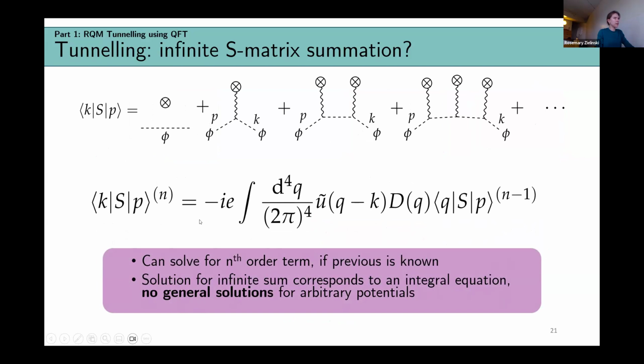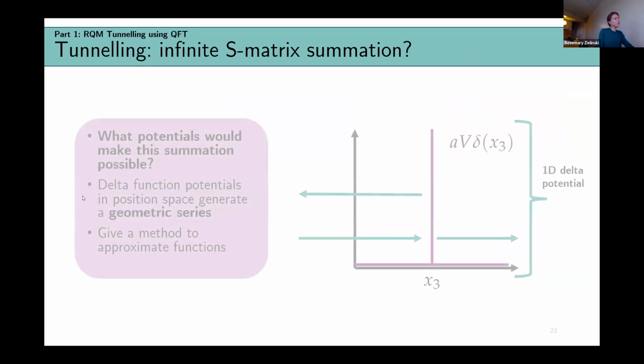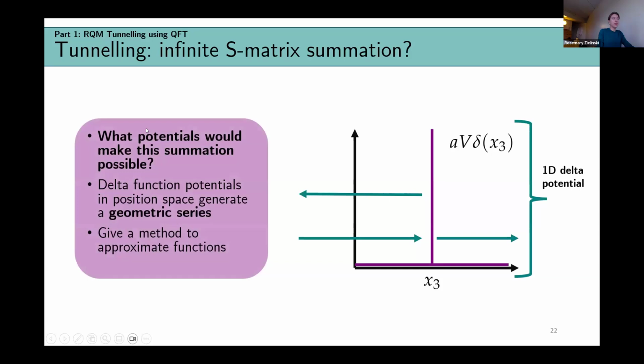Recalling that the goal of this work is to demonstrate a proof of concept that we can use QFT and Lagrangian methods to recover tunneling, this particular equation prompts the question, can we find a potential which would make solving that integral equation particularly easy? And it turns out we can. One such potential is a delta function potential in position space. And we find that this generates a geometric series of S matrix elements, as we'll show.